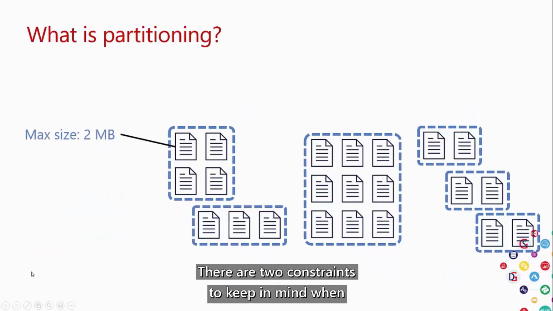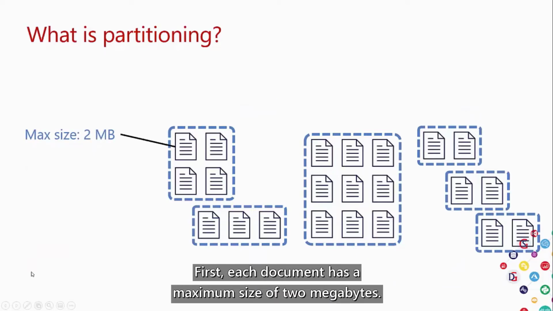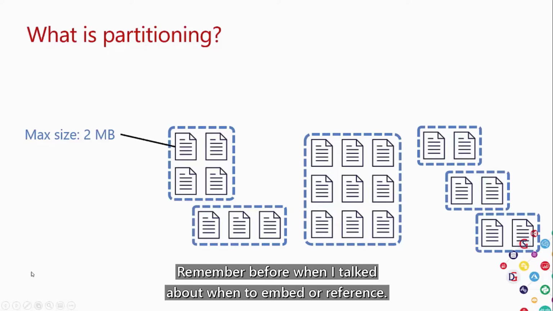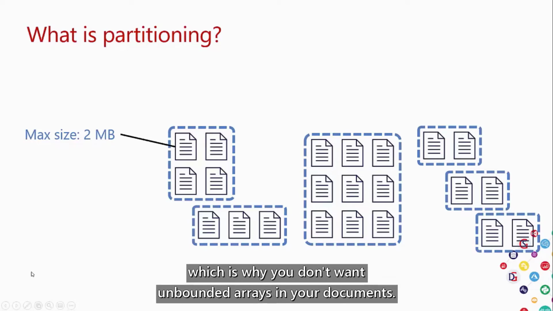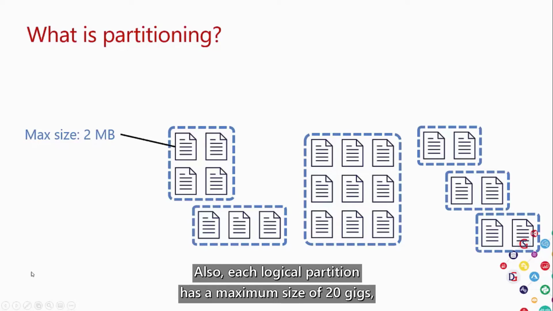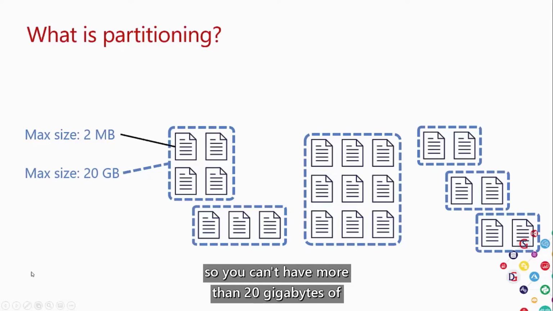There are 2 constraints to keep in mind when designing your data model on Cosmos DB. First, each document has a maximum size of 2 megabytes. Remember before when I talked about when to embed or reference? It's because each document can be no larger than 2 megabytes, which is why you don't want unbounded arrays in your documents. Also, each logical partition has a maximum size of 20 gigs, so you can't have more than 20 gigabytes of documents where username equals Andrew.